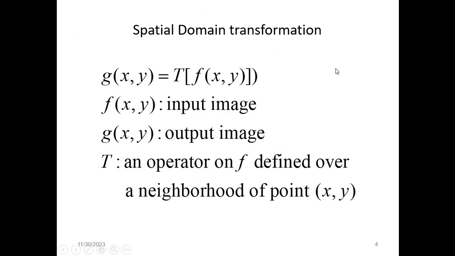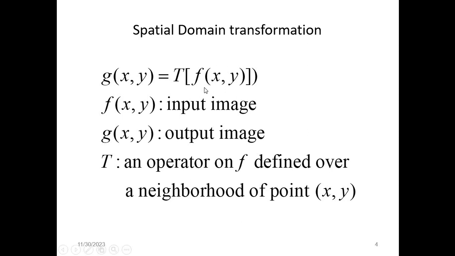Now we'll look at spatial domain transformation, which is mathematically defined as g of x comma y equal to capital T of f of x comma y. This is how mathematically we can define the spatial domain image transformation method used for image enhancement, where f of x y is the input image. So image is a digital representation or numerical representation of visual information.